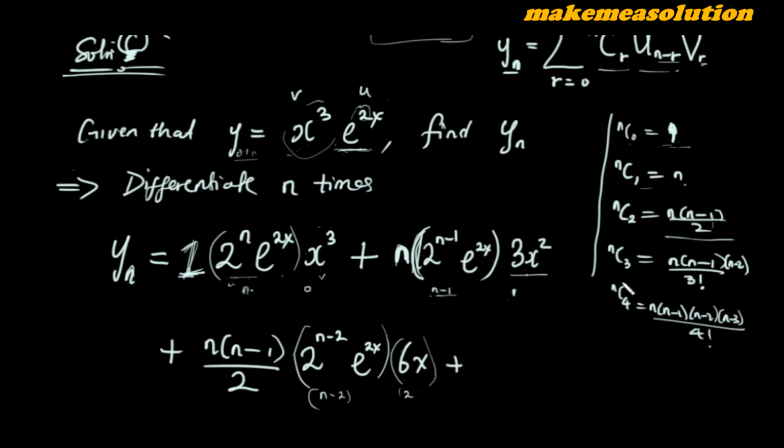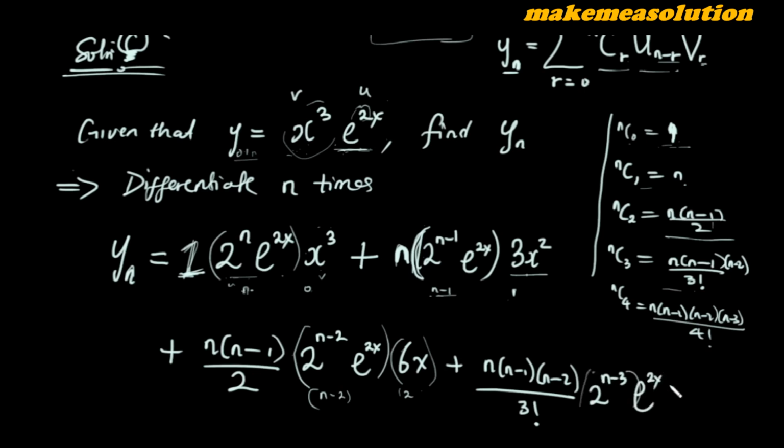So another term will now have a combinatorial coefficient. That's my n combination 3, which is n times n minus 1, n minus 2, all over 3 factorial. Then I'll now differentiate what? My u n minus 3 times. It will now be 2^(n-3). Are we good? Then exponential 2x.